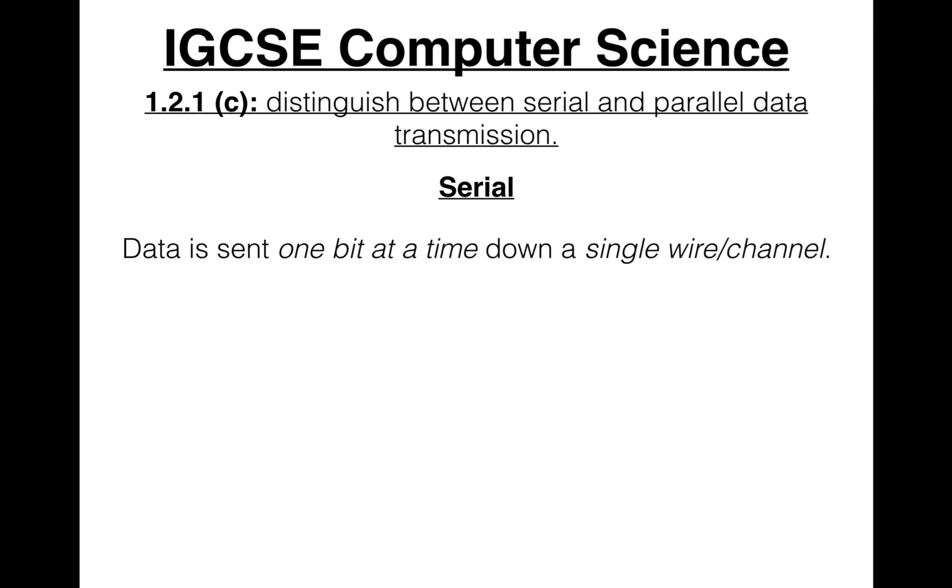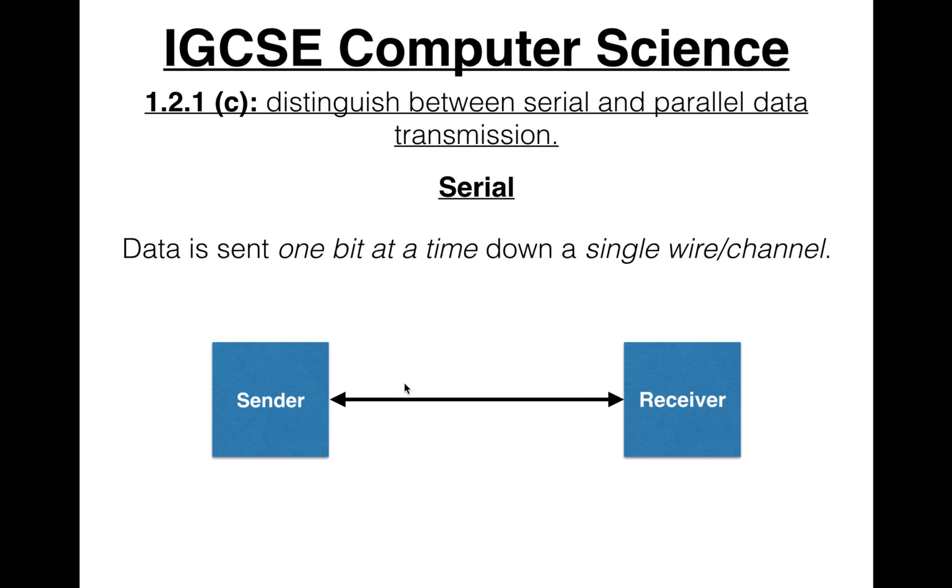So in serial data transmission, data is sent one bit at a time down a single wire or channel. To get a better idea of this, here's a diagram. You can ignore the arrowheads because they don't really have anything to do with this. But basically the idea is it's a single wire. This is one bit at a time down this single wire. And serial data transmission is usually used with long distance calls and USBs.